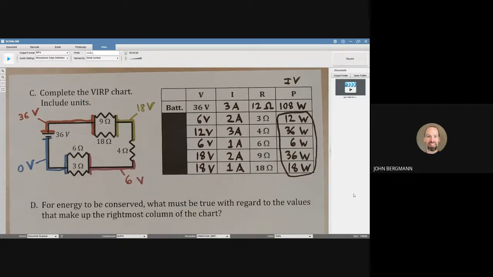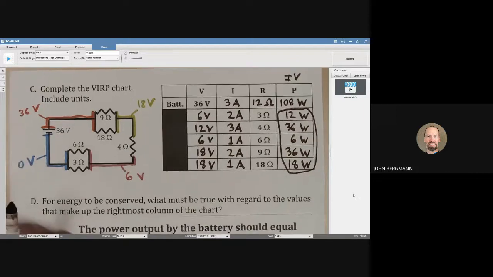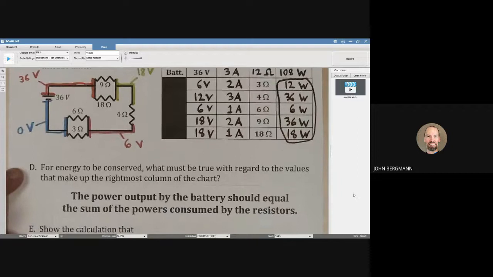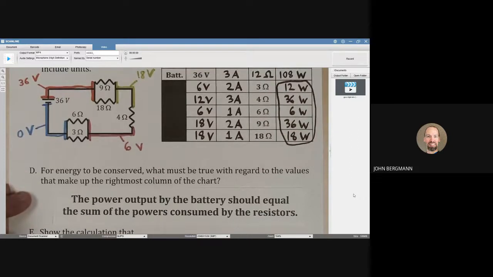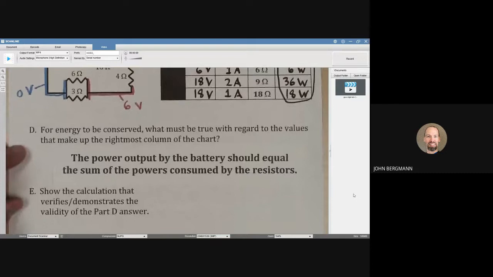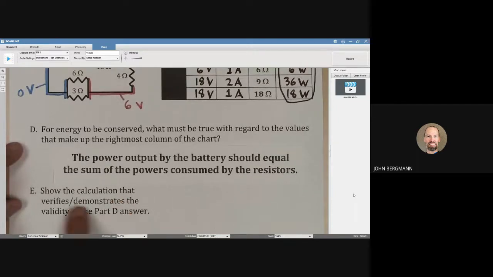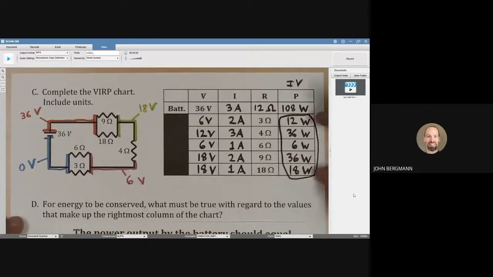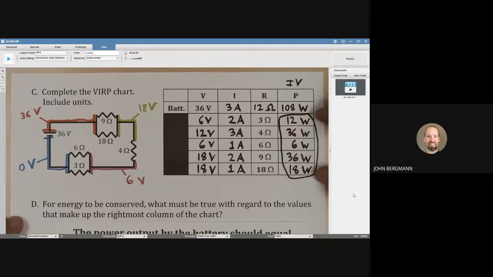All right. For energy to be conserved, what must be true with regard to the values that make up the rightmost column? The power output by the battery should equal the sum of the powers consumed by the resistors, which it is. And we already did this, so we're going to end it here. Show the calculation that verifies or demonstrates the validity of that answer. We just did. All that stuff I circled adds up to 108. That's what's consumed by the resistors, and there's the power delivered by the battery.